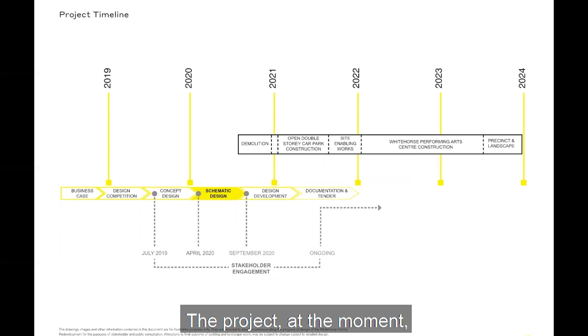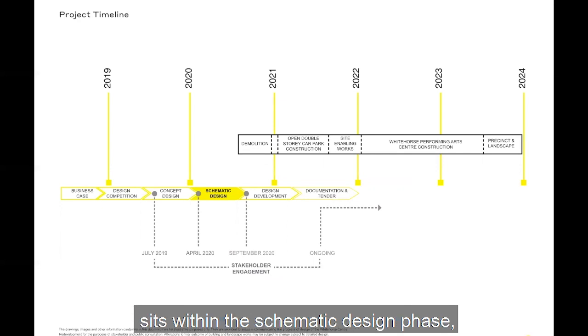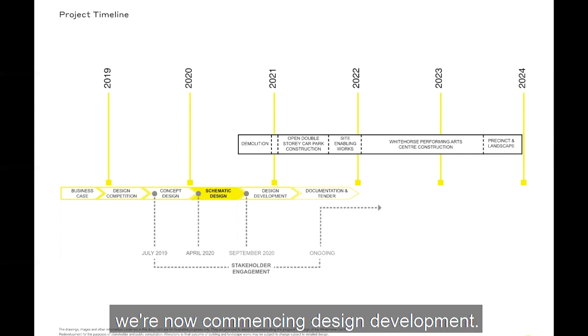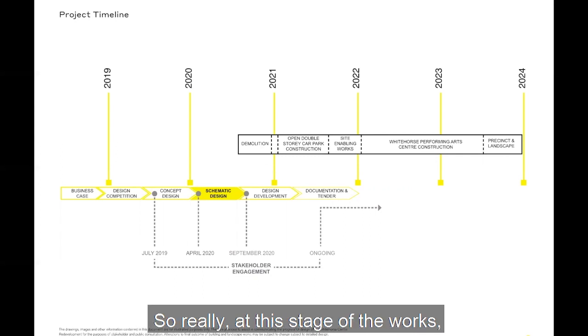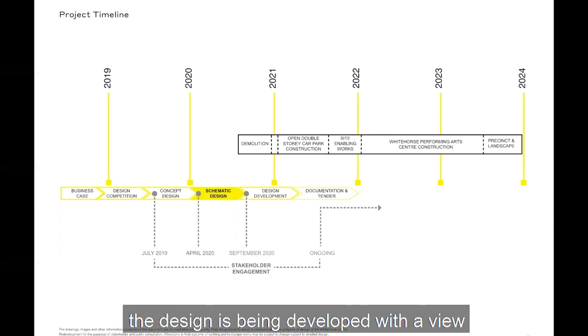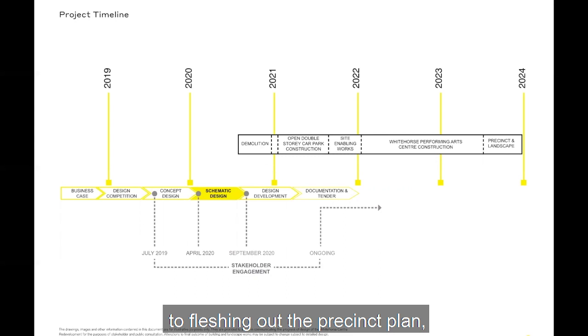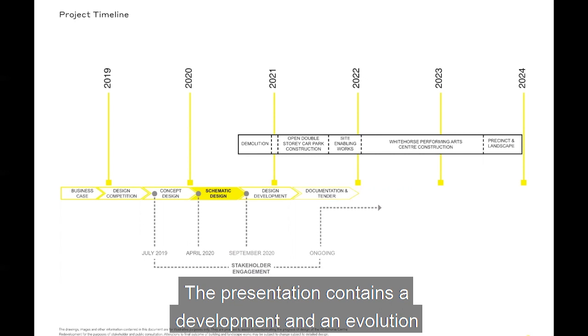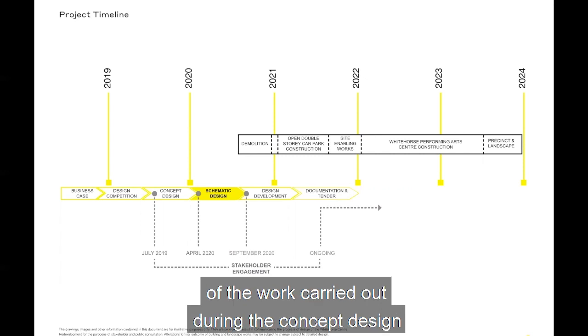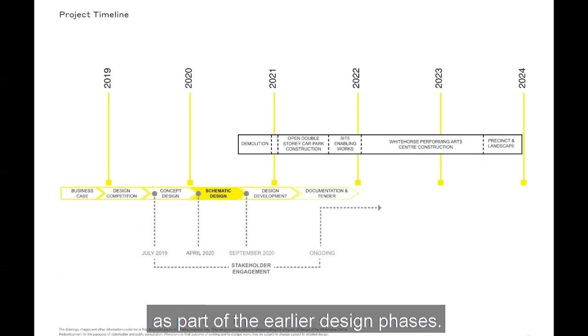The project at the moment sits within the schematic design phase. We're now commencing design development. So really at this stage of the works, the design is being developed with a view to fleshing out the precinct plan as well as the general arrangement for internal planning for the building and its surrounds, finishes and fixtures and the like. The presentation contains a development of and an evolution of the work carried out during the concept design as part of the earlier design phases. Other works are running concurrently as part of this project, which will be delivered prior to the Performing Arts Centre proper.